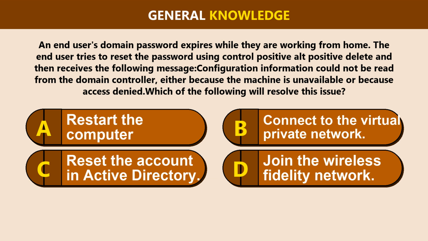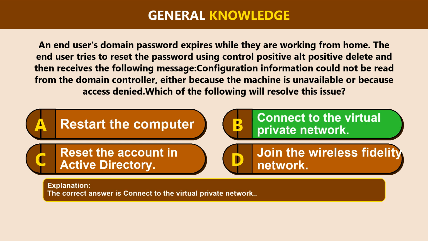Question 10. An end user's domain password expires while they are working from home. The end user tries to reset the password using Ctrl+Alt+Delete and then receives the following message: configuration information could not be read from the domain controller, either because the machine is unavailable or because access denied. Which of the following will resolve this issue? Option A, restart the computer. Option B, connect to the virtual private network. Option C, reset the account in Active Directory. Option D, join the wireless fidelity network. The correct answer is option B, connect to the virtual private network.